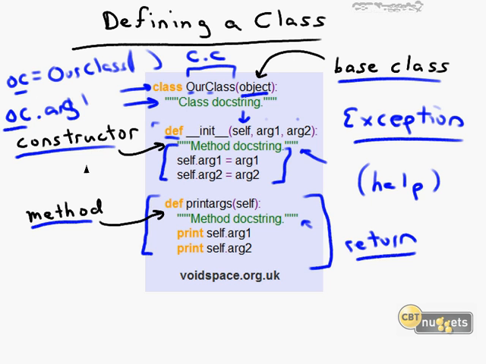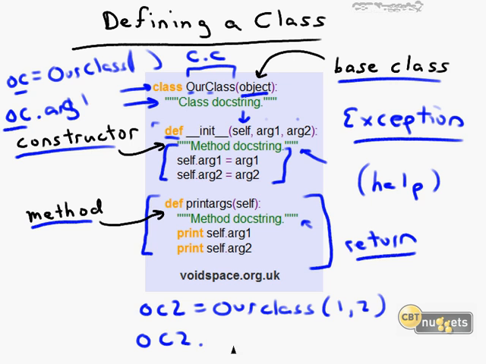So to repeat, let's do this example again. I'll create a name called oc2, and we're going to instantiate our class, and let's say we put in 1 for arg1 and 2 for arg2. We can then do oc2.printargs, and self means that there's no parameters, so it's just open paren, close paren. And this, of course, is Python 2 syntax. In Python 3, we would need to wrap these calls in parentheses because print is a function. But the result of the printargs function would give us back 1 and then 2.